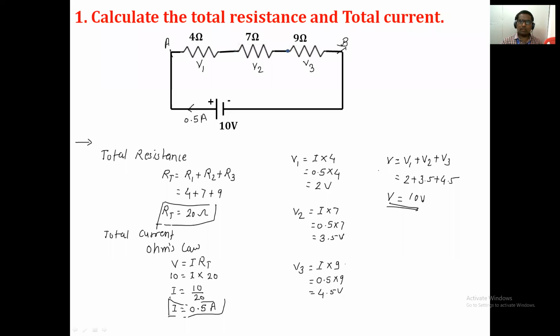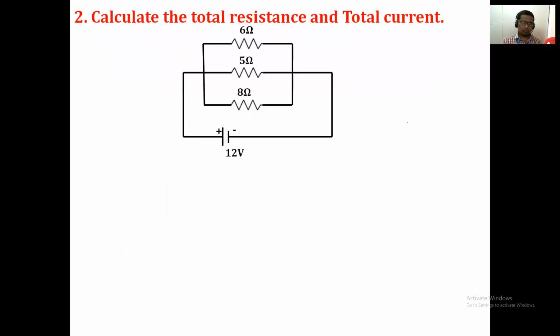So I will take the next example. Write down the second example. Calculate the total resistance and the total current and draw the circuit diagram.